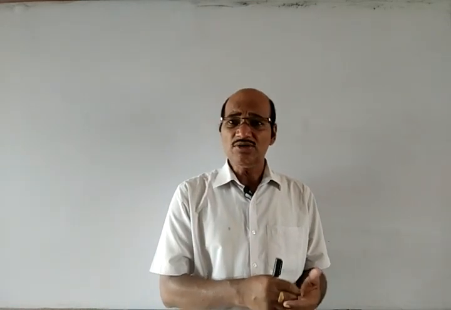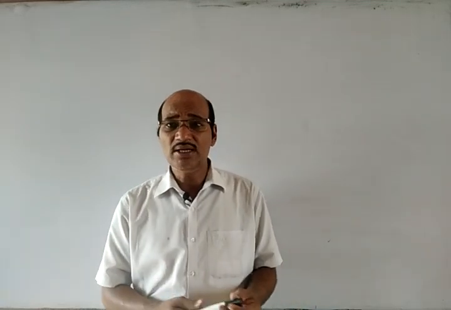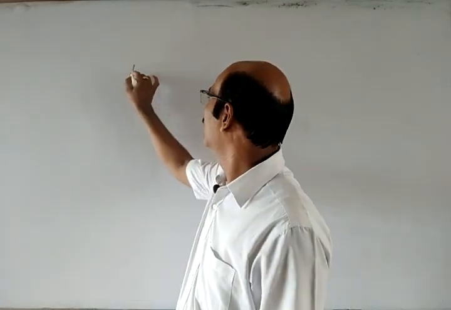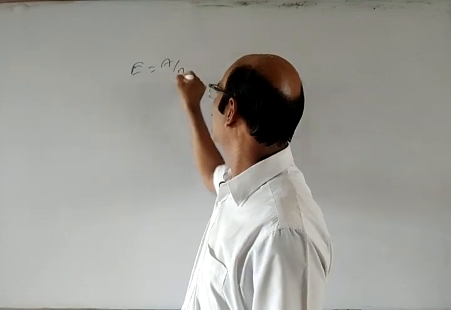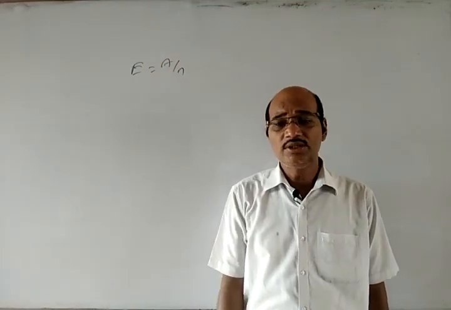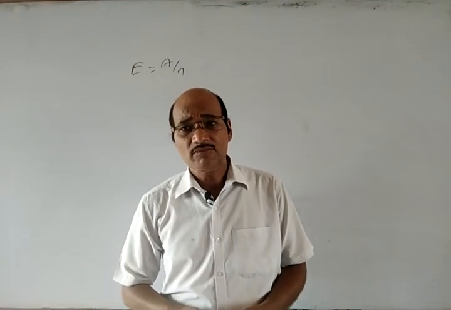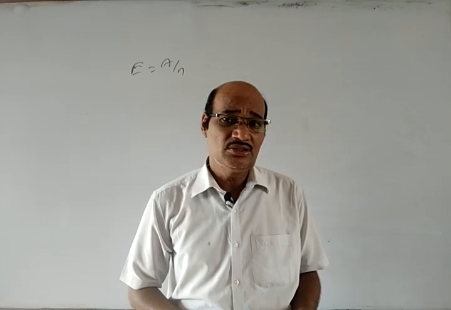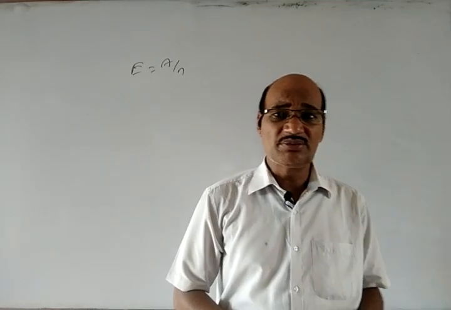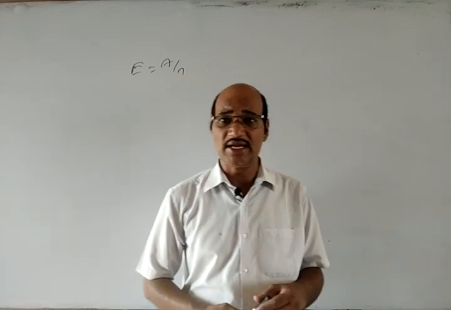We calculated the equivalent mass of an element by applying the formula E equal to A by N, that is, equivalent mass equals atomic mass by valency. Also, we calculated the equivalent mass of an acid. The equivalent mass of an acid is equal to the molecular mass of the acid divided by its basicity, which we discussed in the last class.